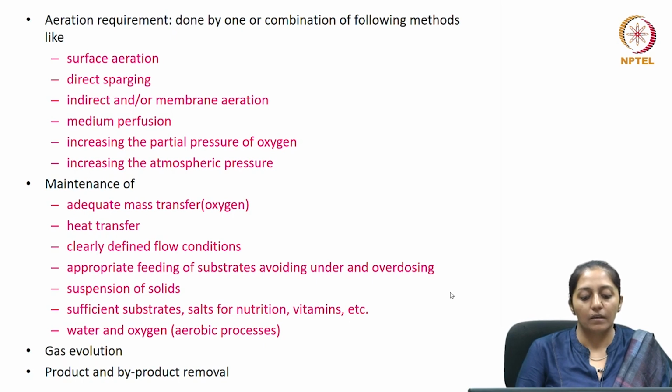Then sufficient substrates, salts for nutrition, and vitamins have to be provided inside the reactor so as to maximize the product and biomass productivity. The bioreactor system should have enough water activity and oxygen, which is crucial especially for aerobic fermentations. Then there has to be provision for gas evolution, because there is a continuous inlet of air, and if there is no proper provision of gas outlet, this may involve increase in pressure inside the reactor and finally bursting. Then there has to be adequate provision for product and byproducts removal from the reactor.